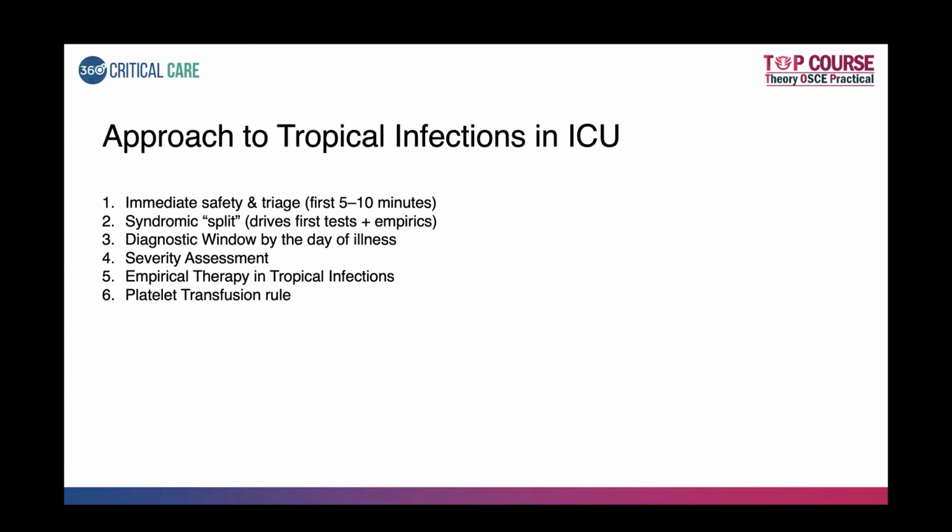Okay, so now going on to the approach to tropical infections in the ICU. There are 6 important areas that you need to focus on. One is the initial impression within the first 5 to 10 minutes. Then the syndromic split, which helps to drive the first tests and empirical therapy. Then the diagnostic window by the day of illness, severity assessment, empirical therapy in tropical infections, and the platelet transfusion rule.